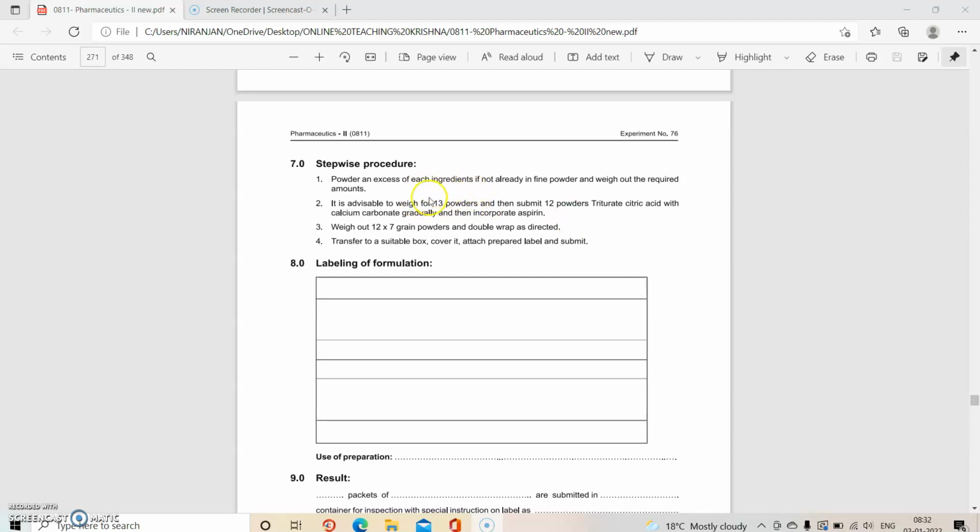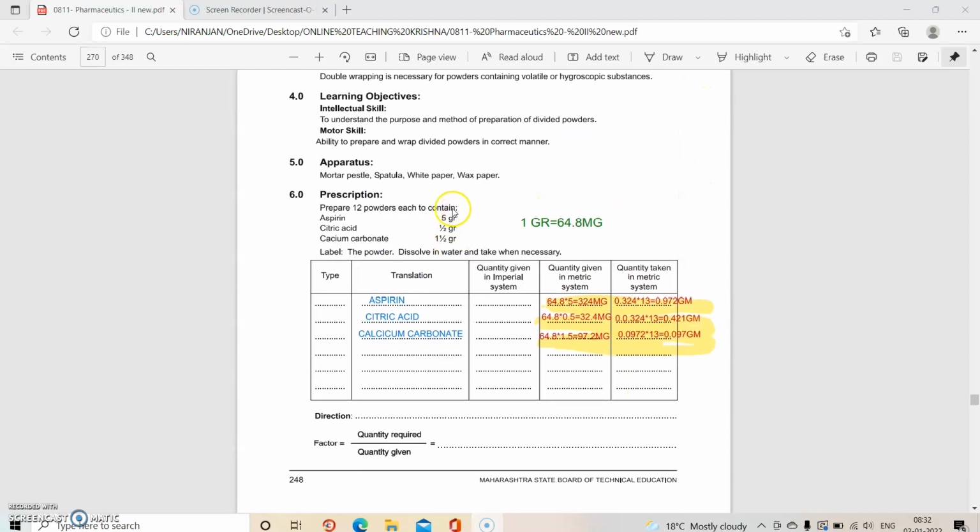We have calculated for 13, but we will prepare the quantities equally with the 12 packets, because we have to submit the 12 packets. One quantity extra. Why? Because there may be loss during the weighing or trituration or by transferring the powders into the packets. So we will exactly submit 12 packets. Each one will contain 5 grain aspirin, half grain citric acid and 1.5 grain calcium carbonate.